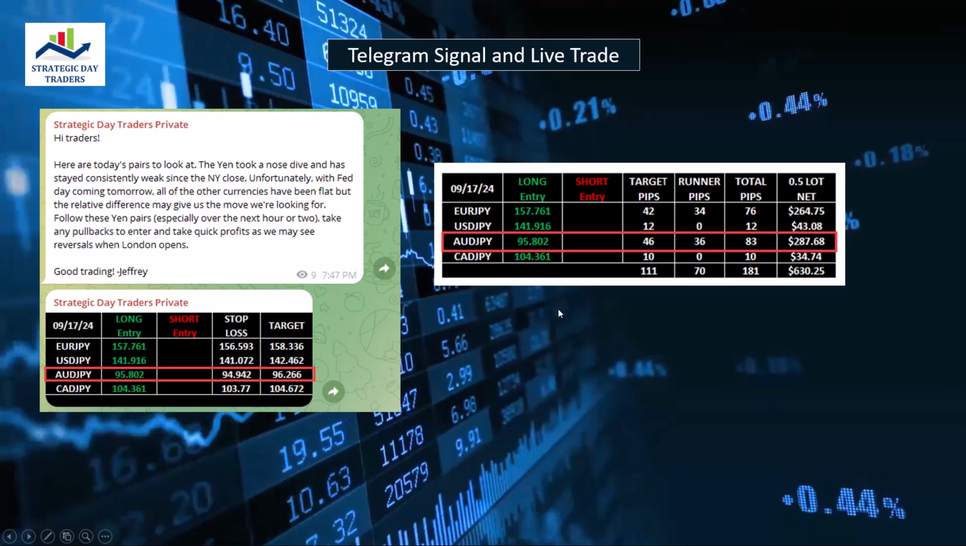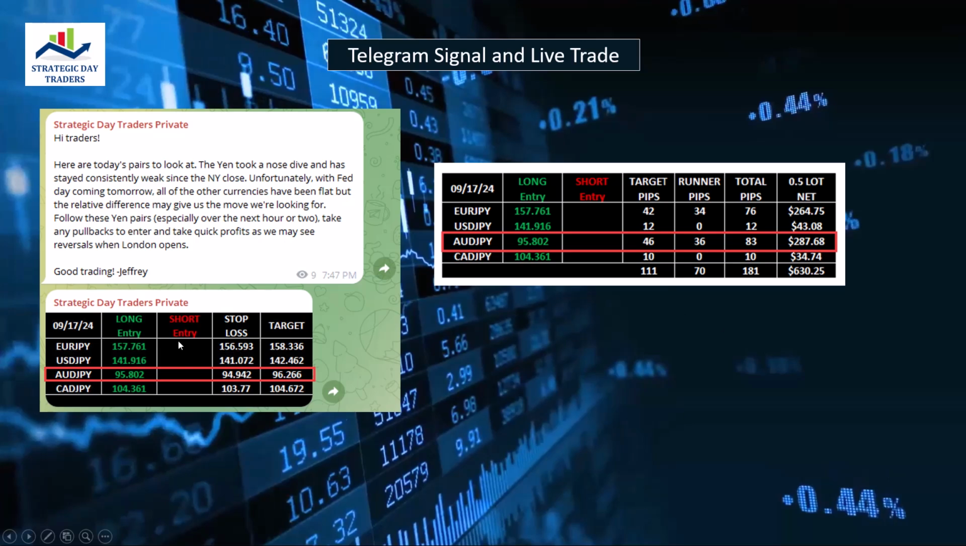Now here's what the signals look like. For example, a couple of weeks ago, I put this signal out on the evening of the 17th, and these are ideal entry points. So these were all pullbacks to go long with a stop loss and a target. And if we look at this one, for example, the AUD here is the result from the following day. We got our pullback entry, 95,802, and our target initially 96,266. And then a runner, we got a total of about 83 pips out of this one pair. And if you were trading half of a full lot, that's nearly about 300 bucks.